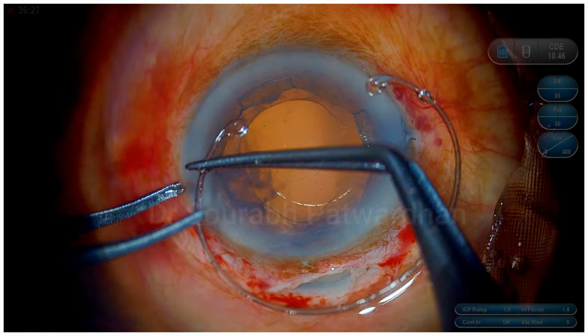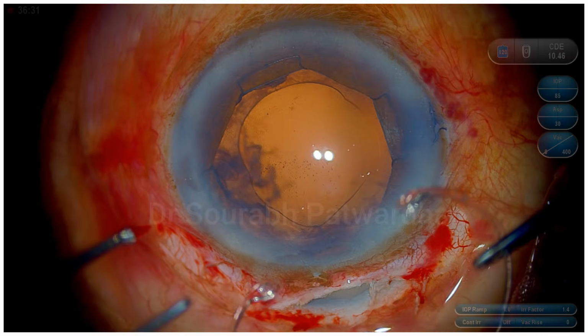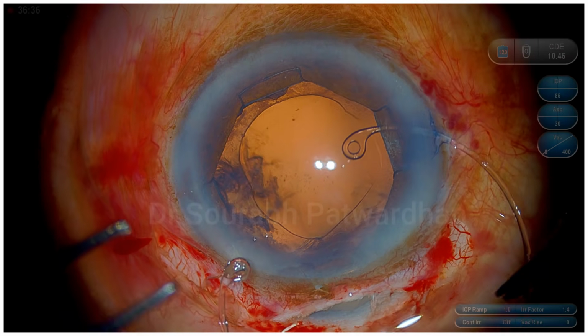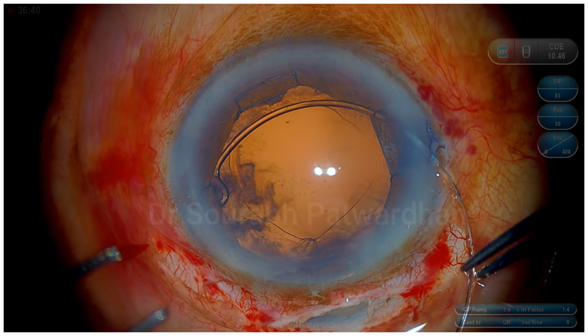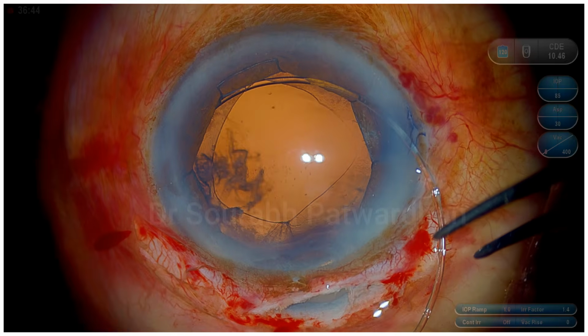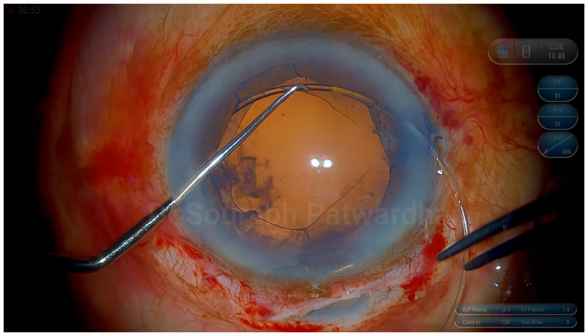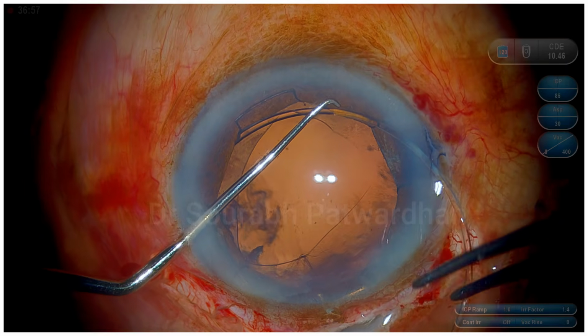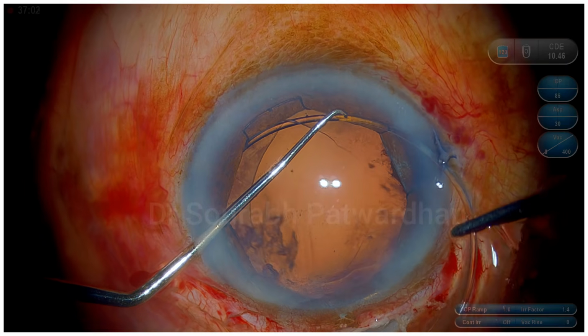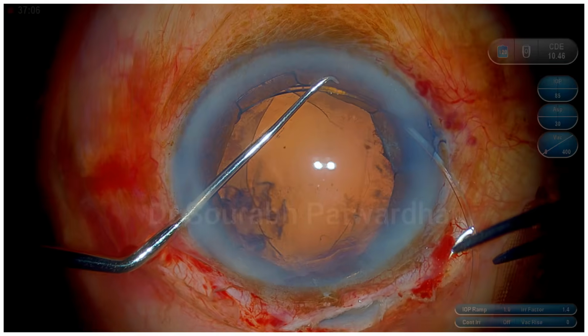If you don't have the B octa ring, like earlier, I used to use iris hooks. With iris hooks, when you have pulled up the nucleus, it's better to remove the hooks around the scleral tunnel so that it can be delivered through the scleral tunnel easily. And then if you still want to see under the iris, you can put those hooks again.